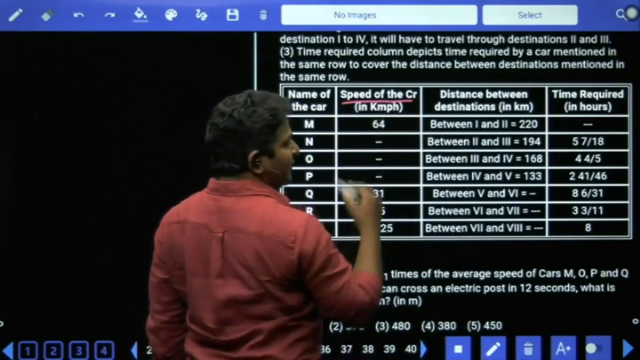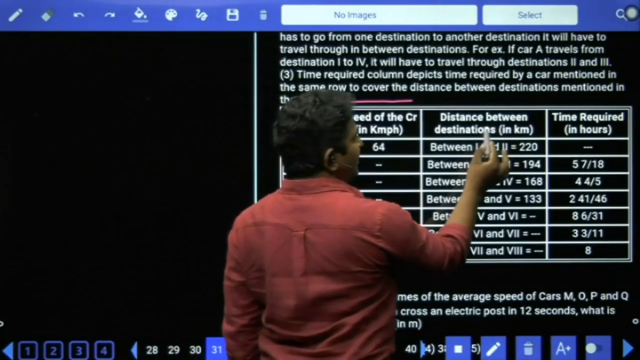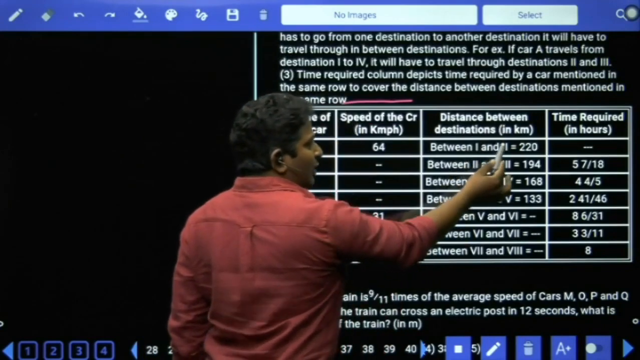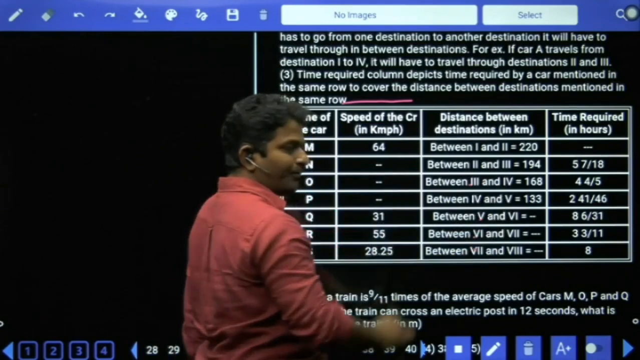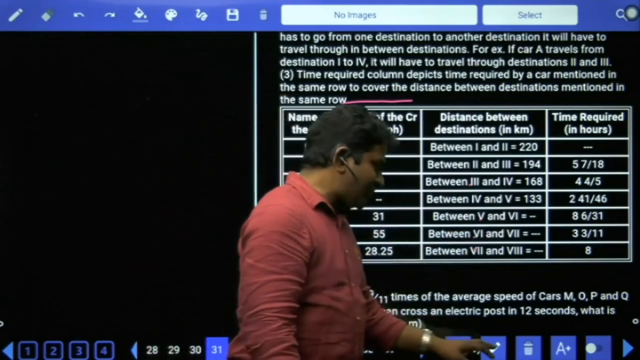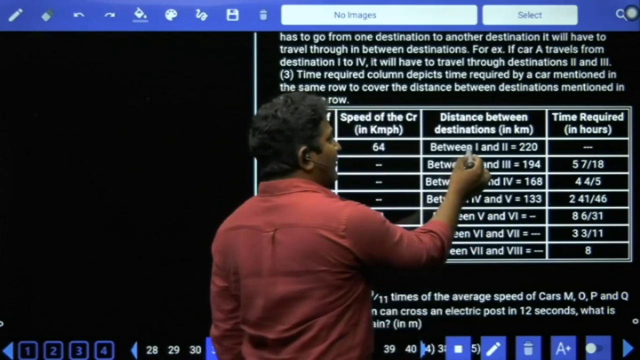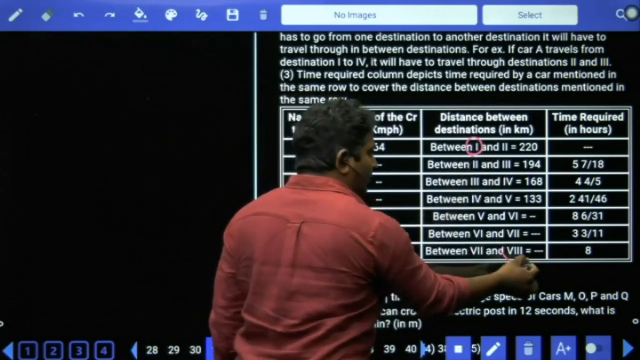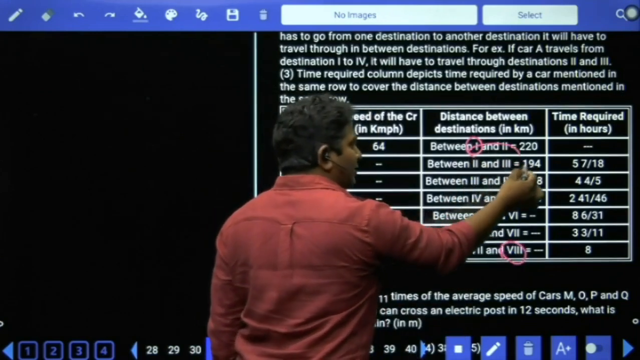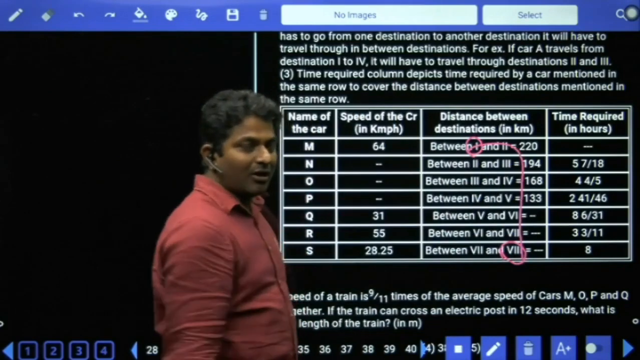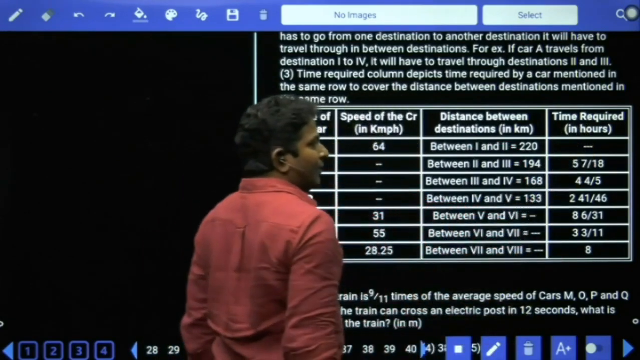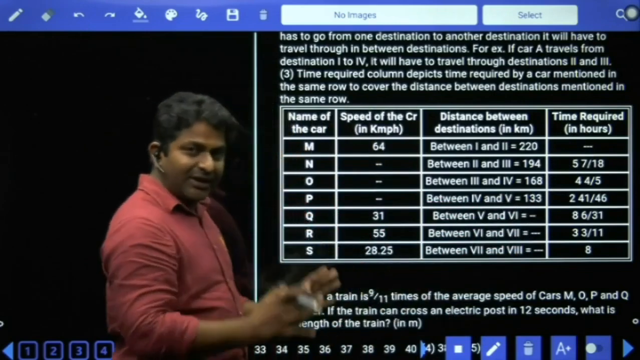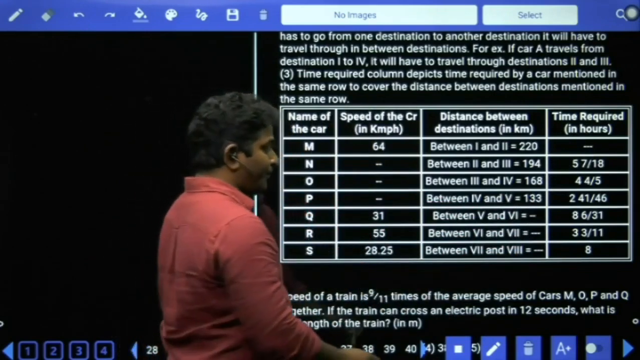This is the speed of the car, and the distance between destinations 1-2, 2-3, 3-4, 4-5, 5-6, 6-7, 7-8. According to the information, if a person wants to travel from destination 1 to 8, he should travel through all the destinations. And here it is mentioned as time. So let us first try to fill the data. Definitely we can fill the data.